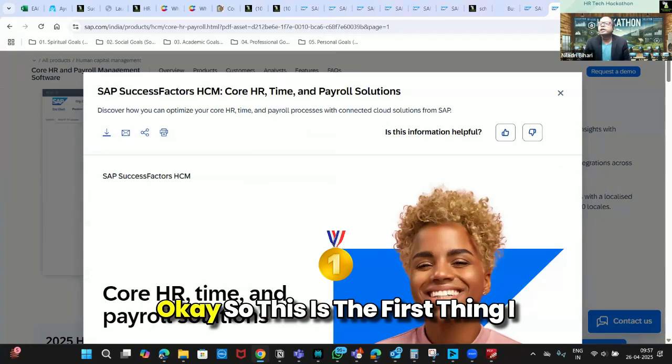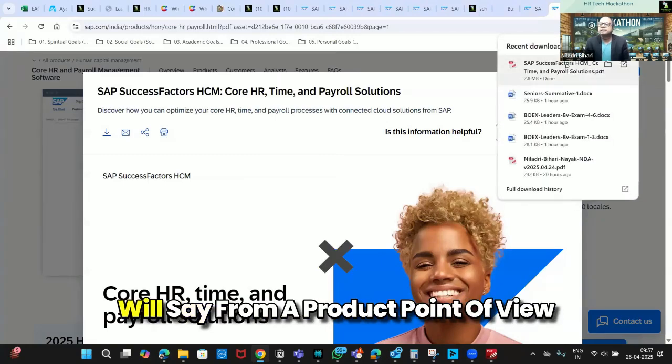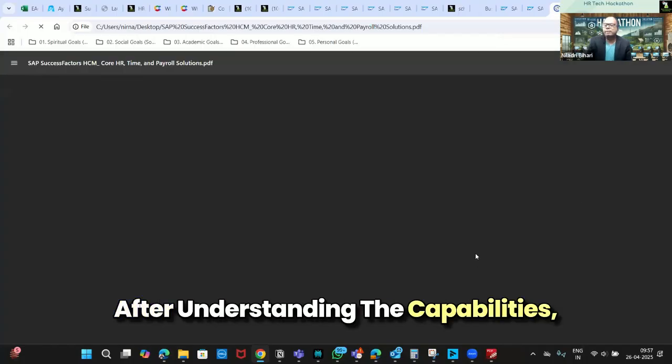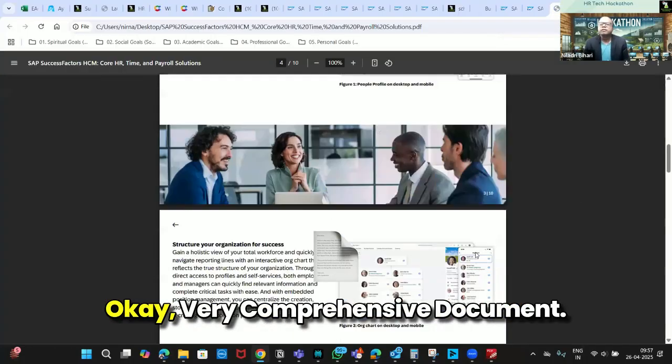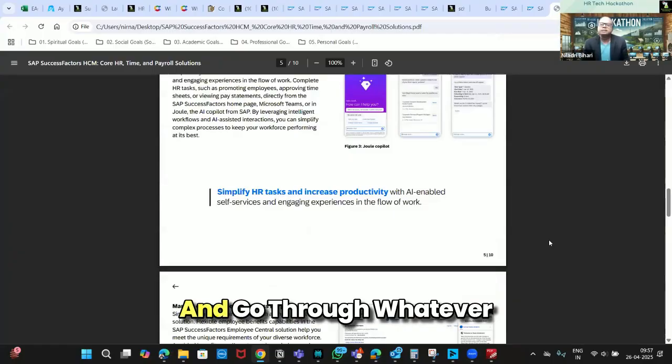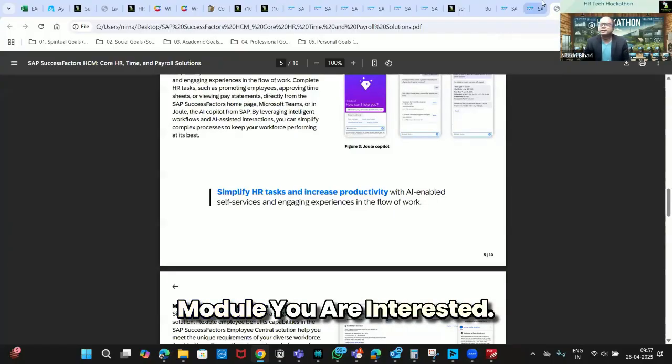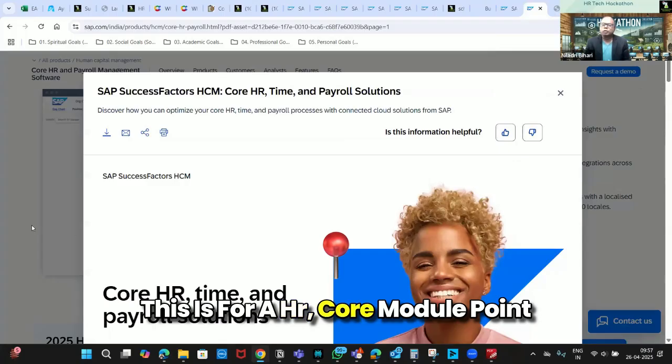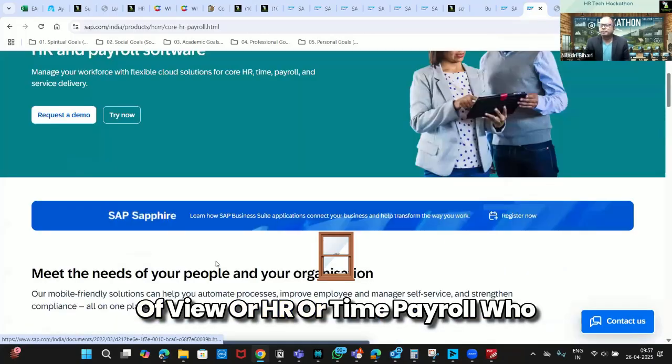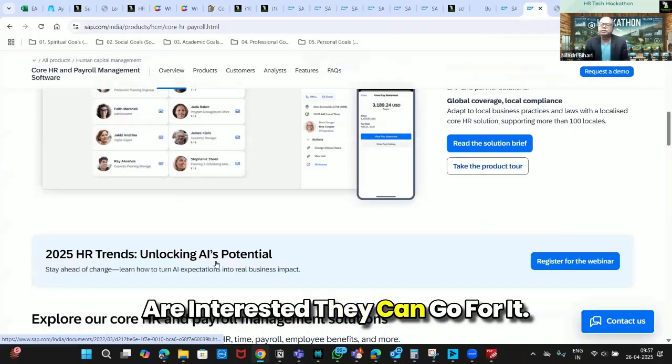So this is the first thing I will say from a product point of view, after understanding the capabilities, functions, and everything. It's a very comprehensive document, so go through whichever module you are interested in. This is from the HR core module point of view. For HR or time and payroll, those who are interested can go for it.